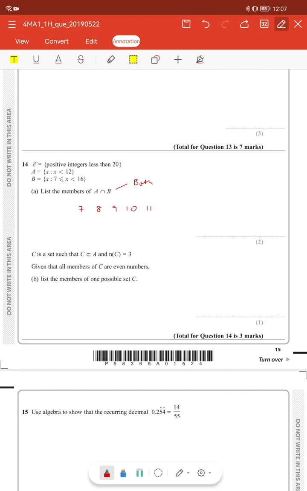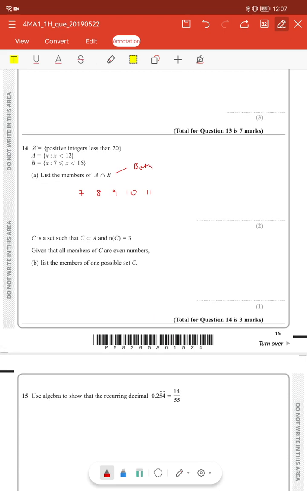So it says C is even numbers that are in A. So list the members of one possible set. So it could be 2, 4, and 6. And those could be the only numbers.